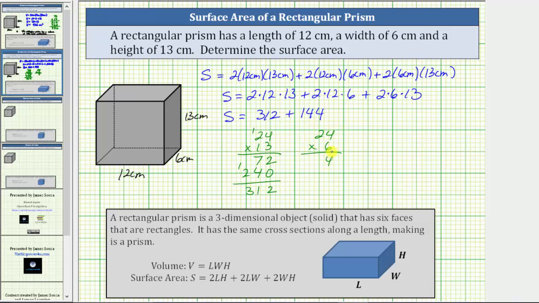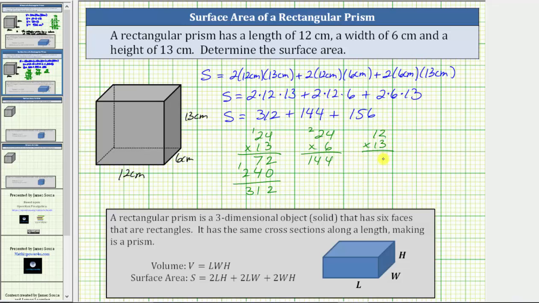6 times 4 is 24. Record the 4, perform an exchange with the 2. 6 times 2 is 12, plus 2 is 14, giving us 144. And then we have plus 2 times 6 is 12. 12 times 13 is 156, which if we need to, we can check.